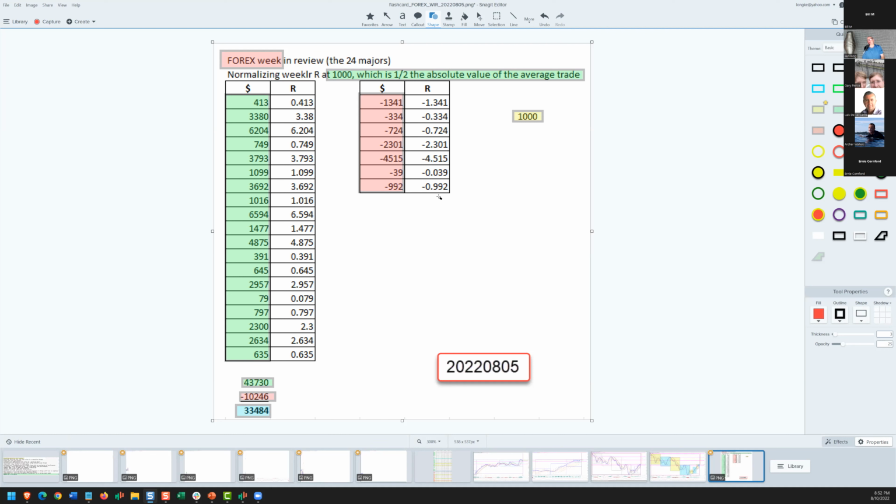seven losers. That's about a 75% win rate. And the average win compared to the average loss was about 4-1. And the net for the week was 33.5.